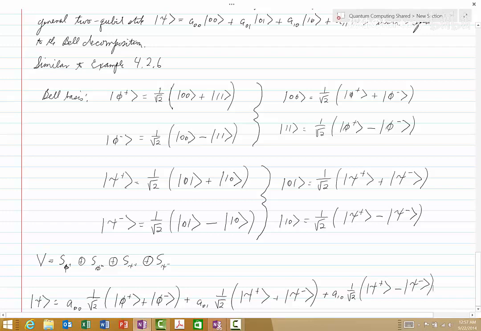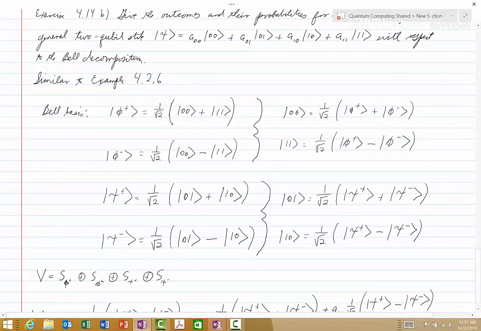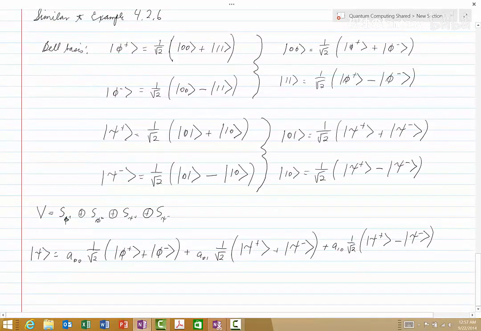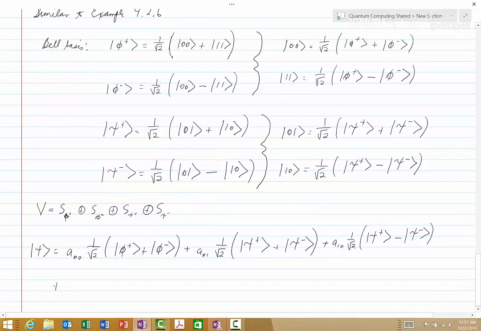And then finally, up here we have A11, 1, 1, so we need to write down here plus A11, and then 1, 1 is right here, so it's 1 over square root of 2 times phi plus minus phi minus.